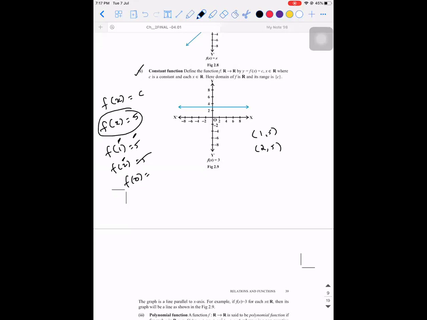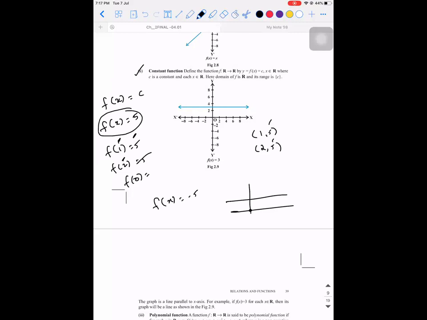Okay, understood. So 1 comma 5, 2 comma 5 keeps on going like this. Make a note of it, please. If the value of the y coordinate is positive, the graph will be parallel to x-axis above it. Similarly, if the value of the y coordinate is negative, it will be parallel to x-axis below it. For example, if the question had been f of x is equal to -5, then the graph would have been like this.